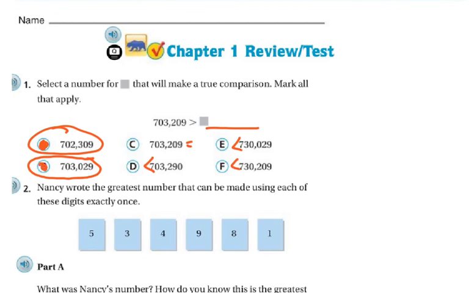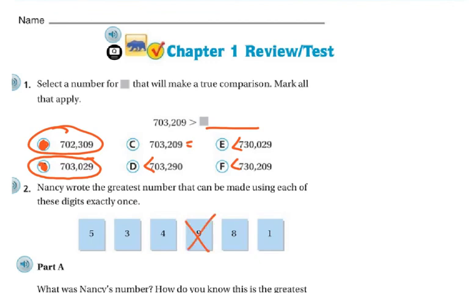Okay, looking at number 2. It says Nancy wrote the greatest number that can be made using each of these digits exactly once. Well, that's pretty easy. You're just going to put the big digits. There's 1, 2, 3, 4, 5, 6, right? So in the 100,000s place, you're going to want to put the biggest number, and the biggest number in here is going to be this 9.